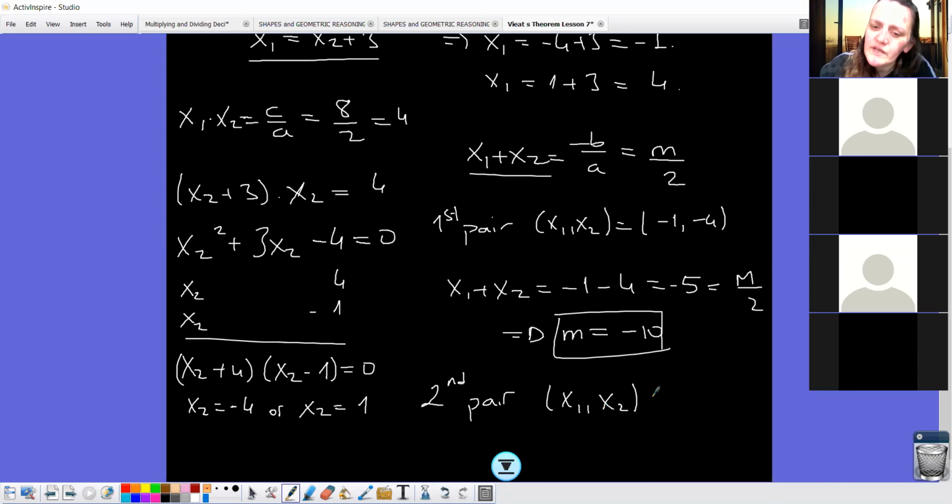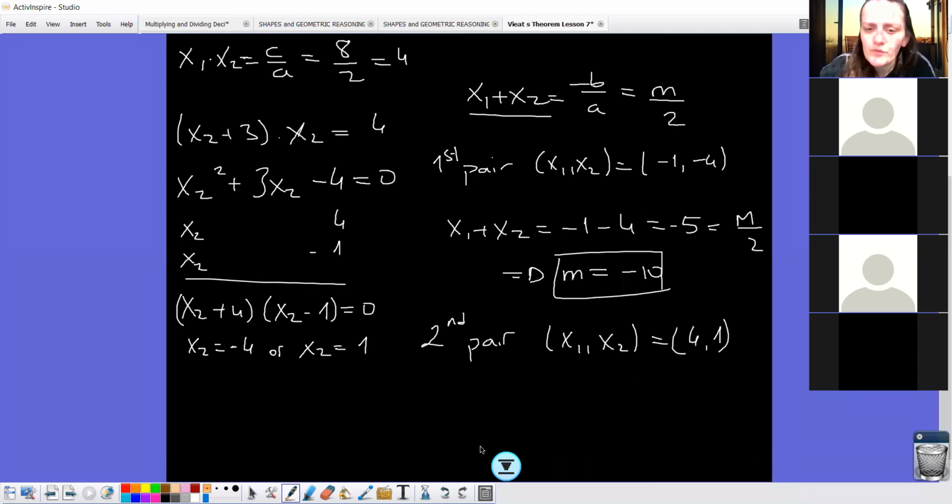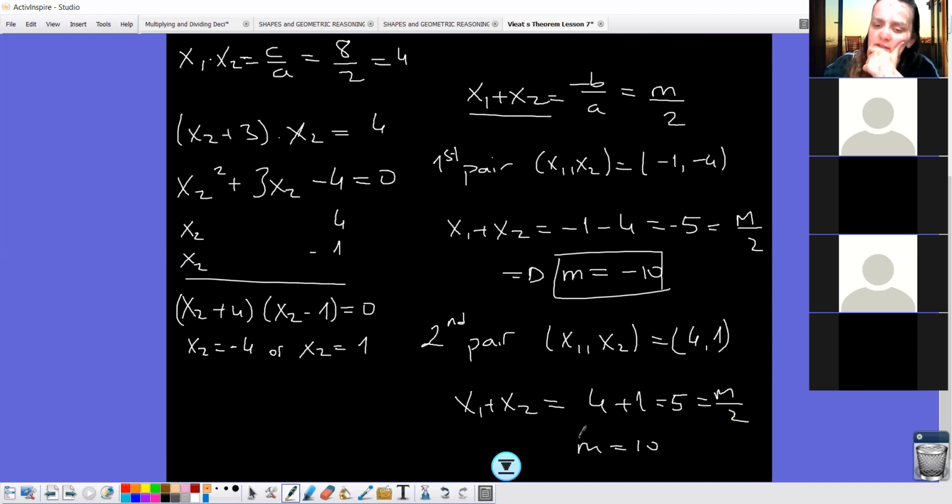The second pair, x1, x2. When x1 is 4, x2 is 1. Then we'll find again x1 plus x2 is equal to 4 plus 1, which is 5. And this one is m over 2. Then from here, you will find m is 10, positive 10. Okay? Did you understand? Yes.